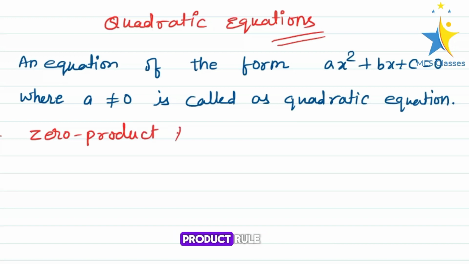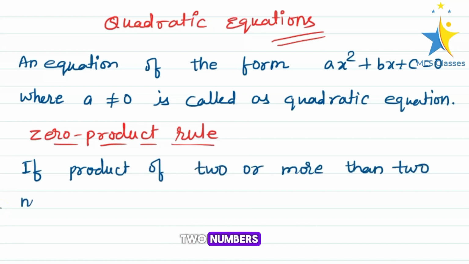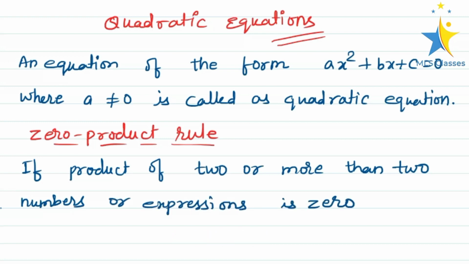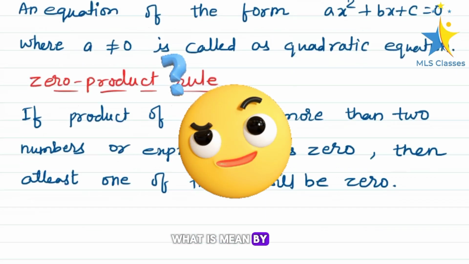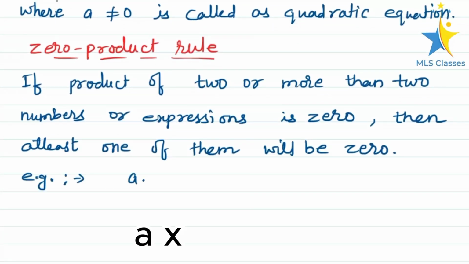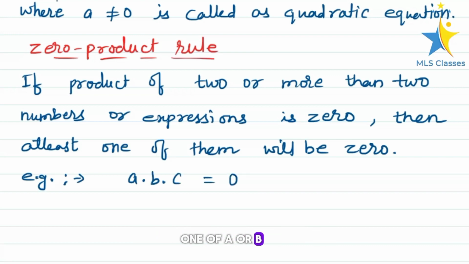So what is the zero product rule? It says that if the product of two or more numbers or expressions is 0, then at least one of them will be 0. What is meant by this is, suppose we have a times b times c equal to 0. That means at least one of a or b or c will be equal to 0. Then only the product can be 0. So we can write, this implies that either a equal to 0 or b equal to 0 or c equal to 0.